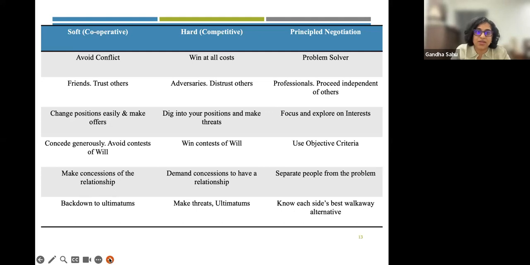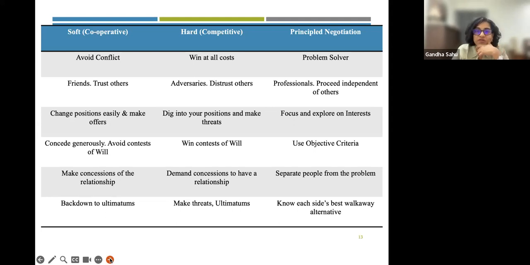So soft negotiation is where we avoid conflict. We trust others. We believe they are friends. We change positions easily and make offers. We concede generously, avoid contests of will, make concessions for the relationship, back down to ultimatums. So it's typically a case where either the relationship is very, very important to you, or the case is very, very important to you. You have an extremely low power balance. So your power in that negotiation is very less, because either you value the relationship more, or you have realized that there is very little power that you have in that matter.